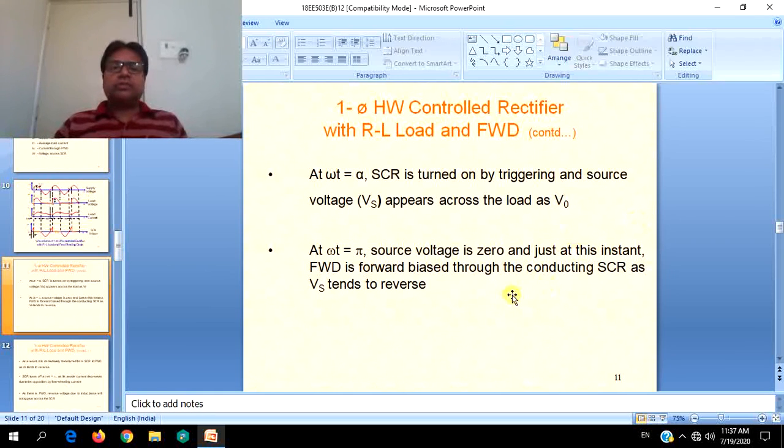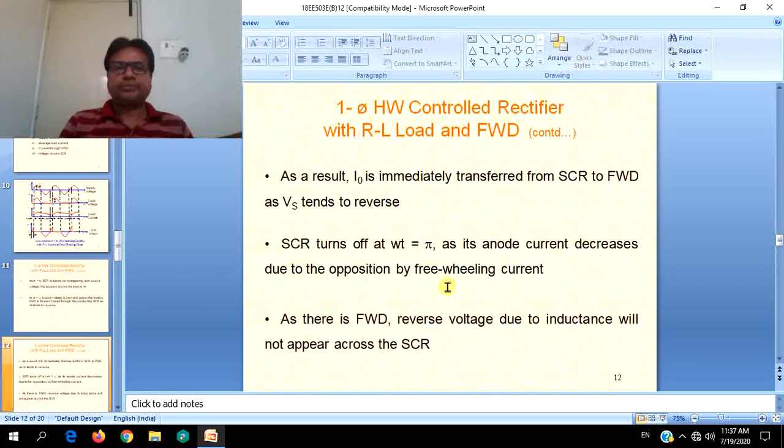Whatever we have discussed, just go through that. At omega t equal to alpha, SCR is turned on by triggering and source voltage appears across the load as V0. At omega t equal to pi, source voltage is 0, and just at this instant, FWD, freewheeling diode, is forward biased through the conducting SCR as Vs tends to reverse. As a result, I0 is immediately transferred from SCR to freewheeling diode as Vs tends to reverse. As Vs tends to reverse, freewheeling diode gets forward biased and it conducts.